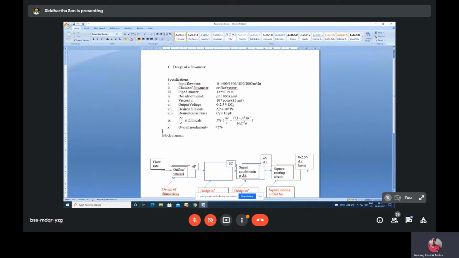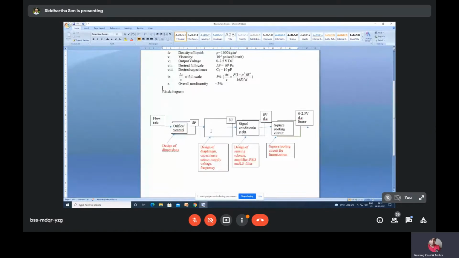And the output voltage is 0 to 2.5 volt DC. Now what will be, oh, I think somehow, where is it? Oh, I think somehow, okay, I'll just put it like this. Okay, I think it's not coming somehow. Forget it for some time.